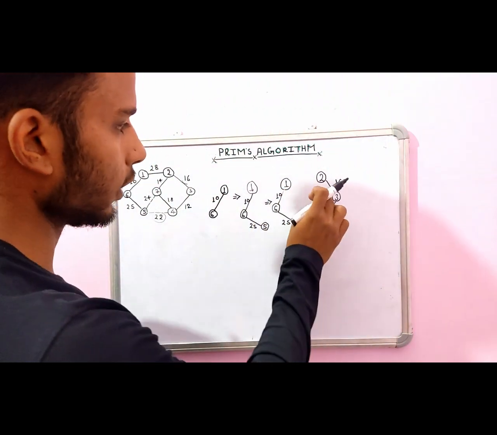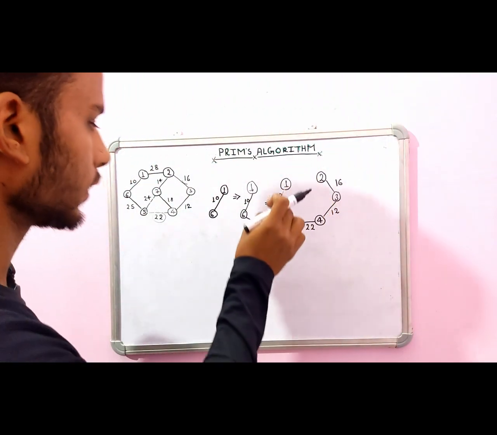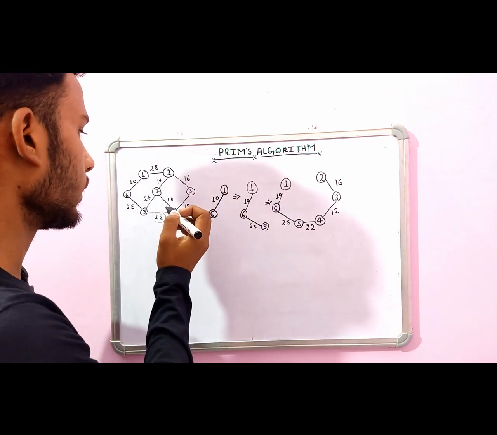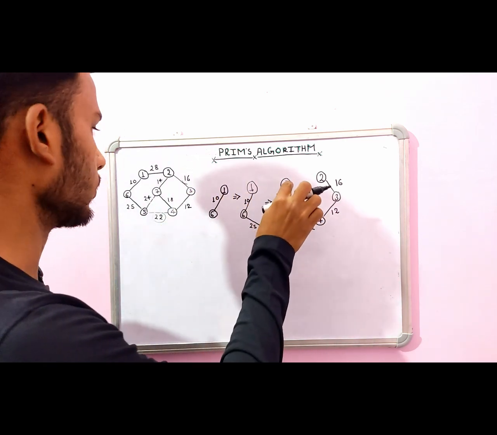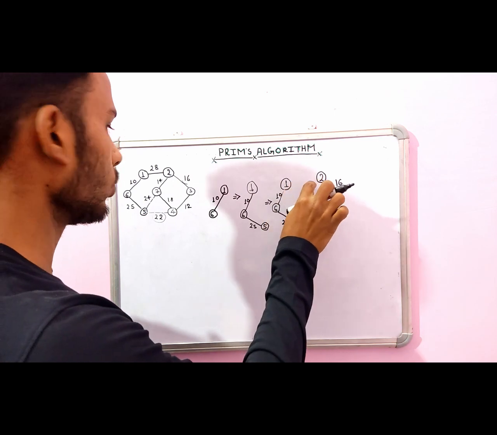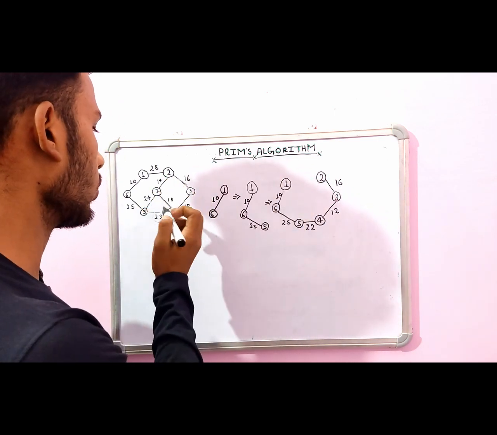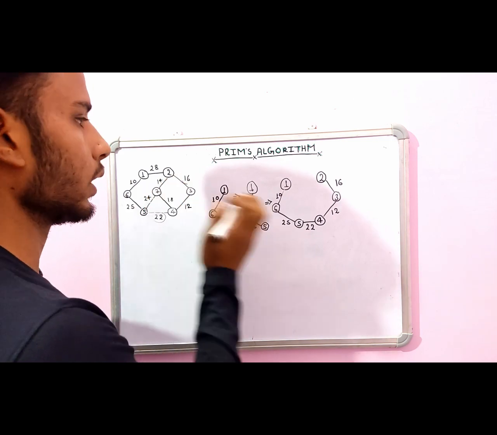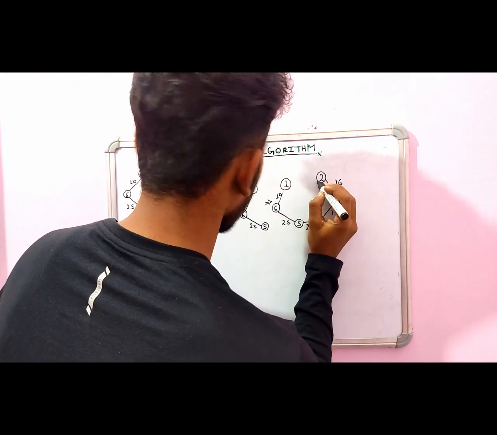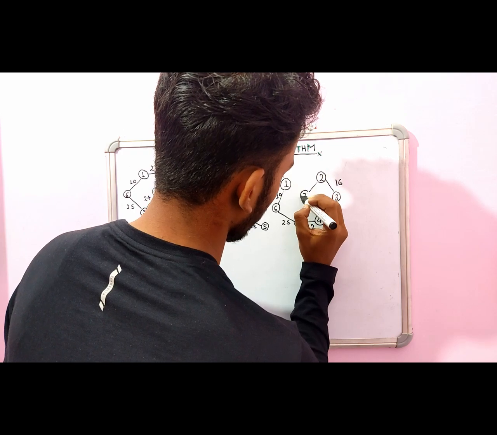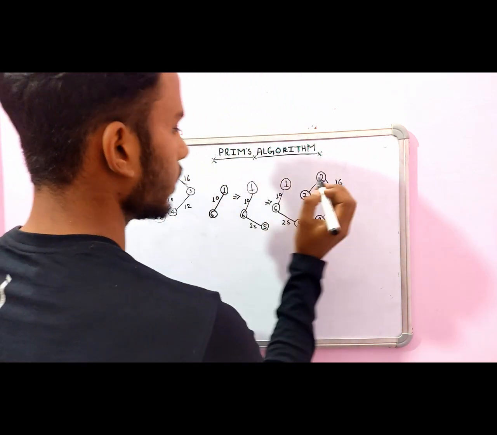After selecting edge 3 to 2, what are the adjacent edges left? So there are four adjacent edges left, that is 1 to 2, 5 to 7, 4 to 7, and 2 to 7. So which has the minimum weight? 2 to 7 has the minimum weight. Select edge 2 to 7, and this has the weight 14.